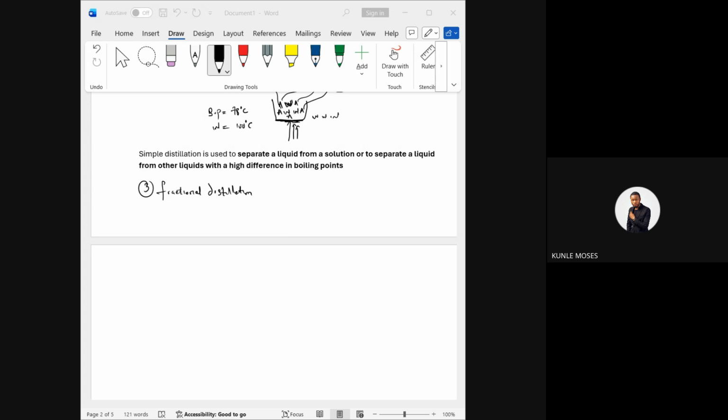The principle we use in simple distillation is a wide boiling point, I mean a large difference in boiling point. But here we use close boiling point as a principle. Let's quickly move to an example, which is crude oil: refining of crude oil, or separating the components in crude oil.